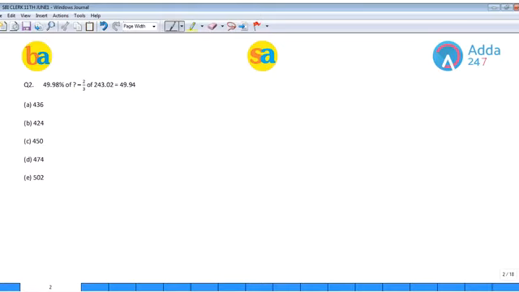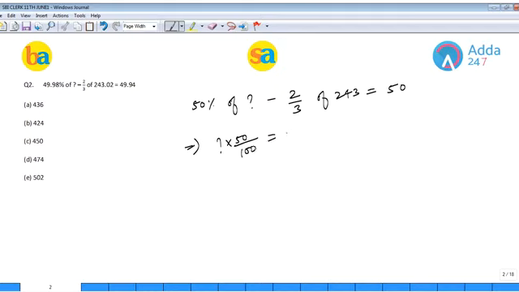Question number 2. 49.98% of question mark minus 2 by 3 of 243.02 is equal to 49.94. So we can also write it as 50% of question mark minus 2 by 3 of 243 is equal to 50. So this implies question mark into 50 upon 100, that is the value of 50%, is equal to 50 plus 162. This implies question mark is equal to 424. So B is the correct option.